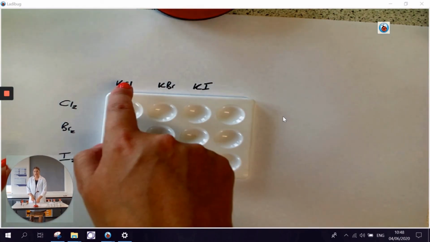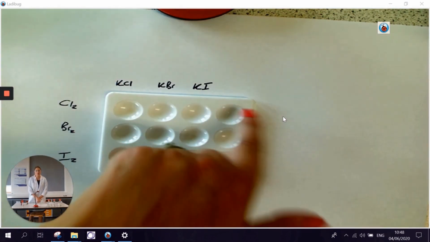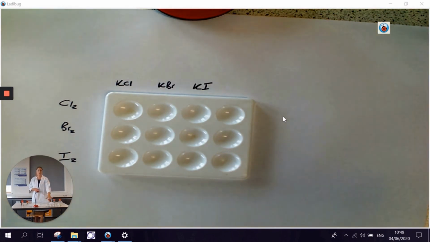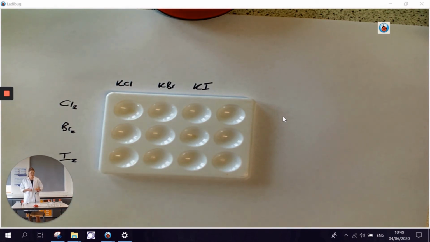So what I'm going to do is set up my spotting tile so that I have columns of the salts and rows of the halogens. And what I will do is add a few drops of each salt solution into each of these dimples in the spotting tile, and then I will add a few drops of the halogen to see if there is a colour change.